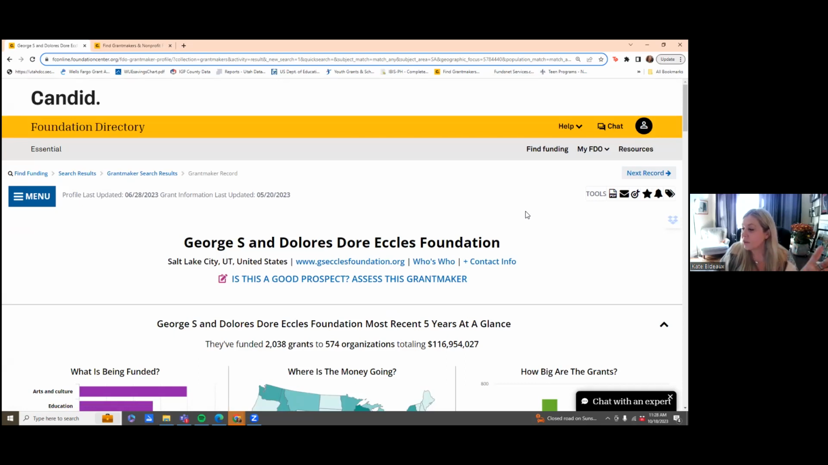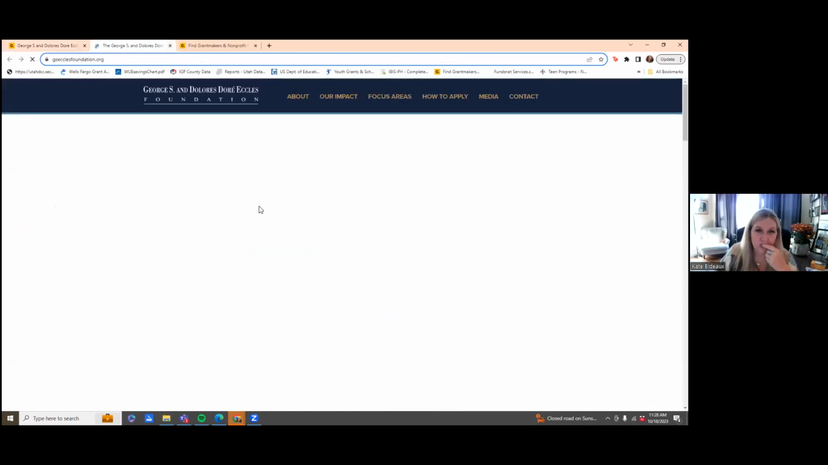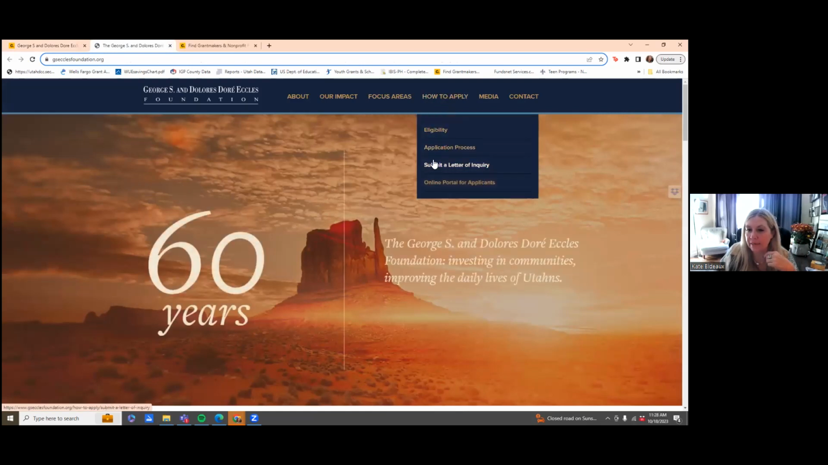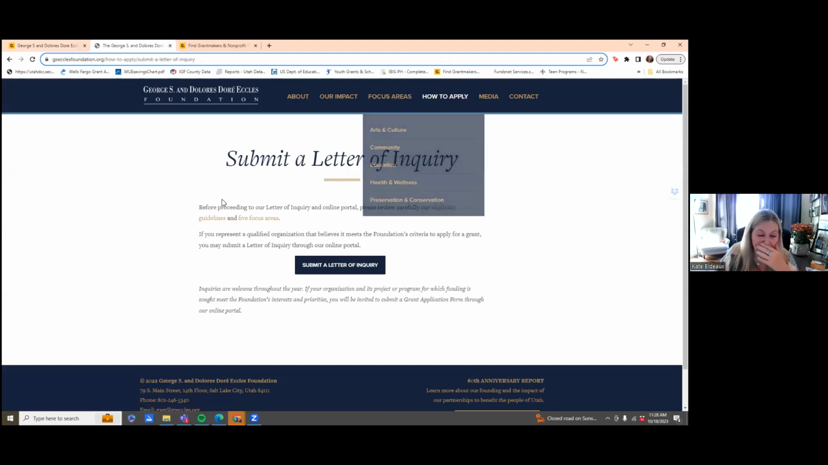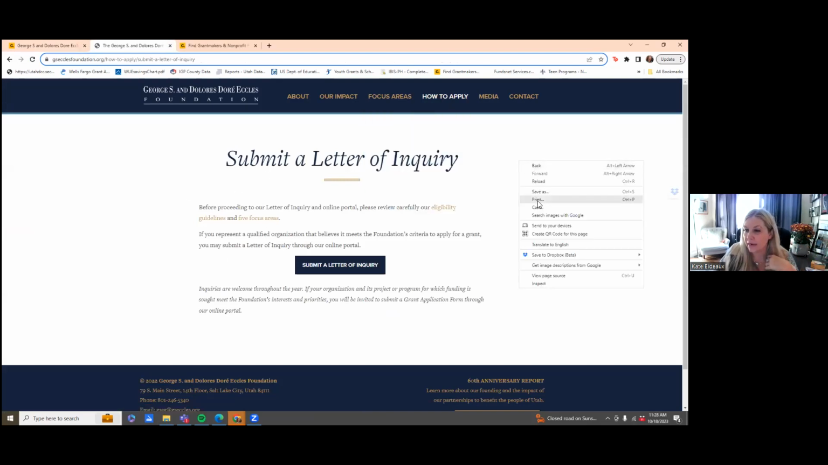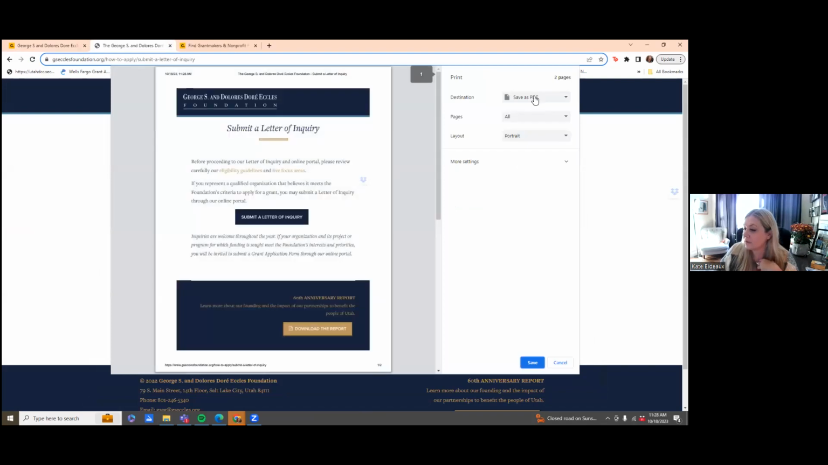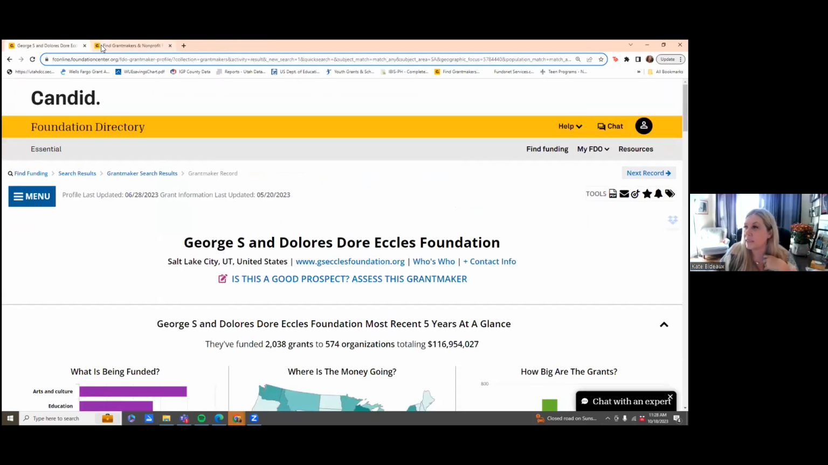And then the third thing that I do is I go to the actual grant website. And then I will go in and actually read about what this looks like. And a lot of times I just come in here and I do a print, and then I'll save this as a PDF so that for every single organization I have a folder. So it makes it super easy for me to be able to find that in the future.